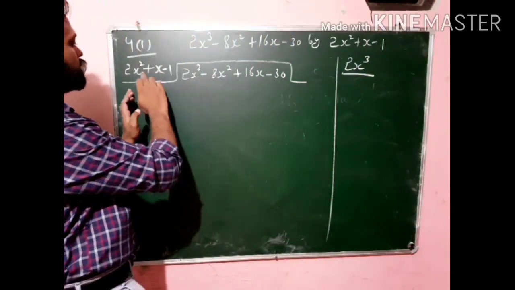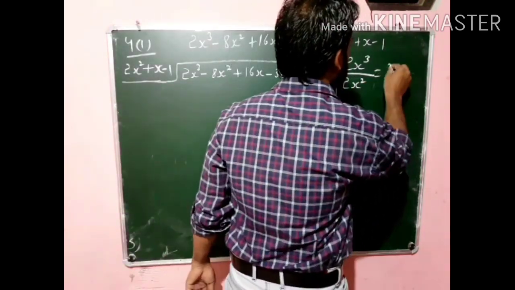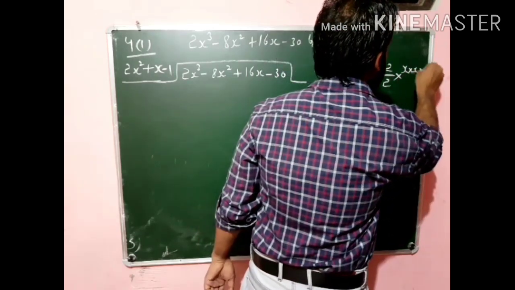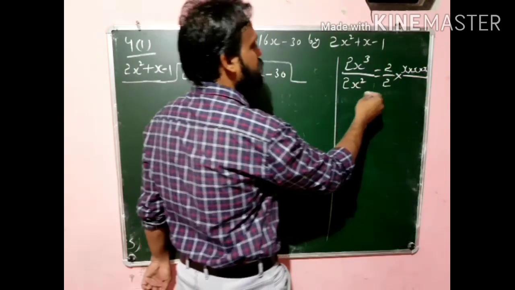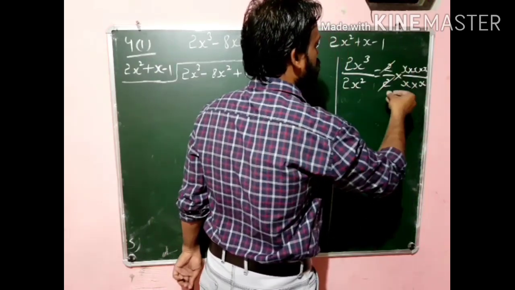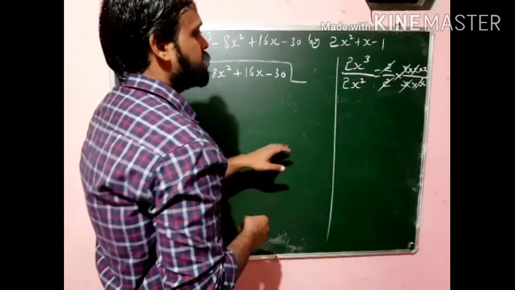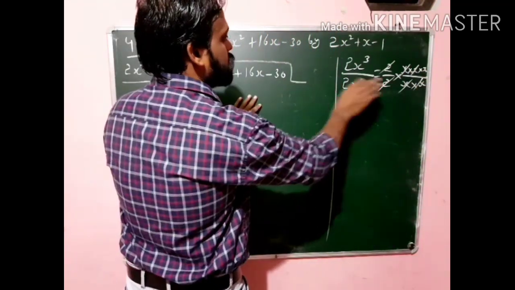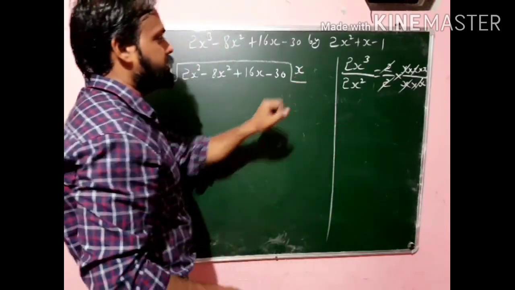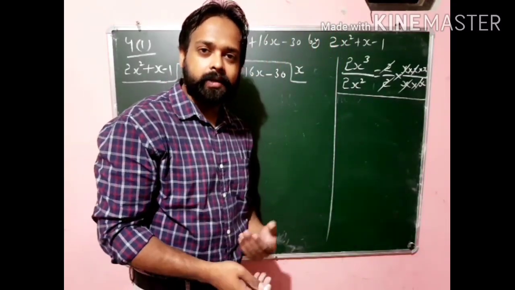So this is 2x cube divided by this 2x square. And how you can solve, you know very well, by separating the numerical terms and the variable terms. X has a power 3, so you can write it for 3 times, and this is for 2 times. So this 2 and 2 are cancelled, and even the same factors are also cancelled. So we got x. So it means after dividing this one we got x. So now write down this x here. Okay, what is the next step?